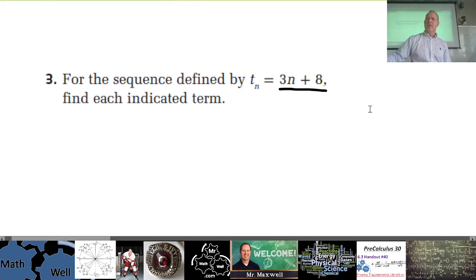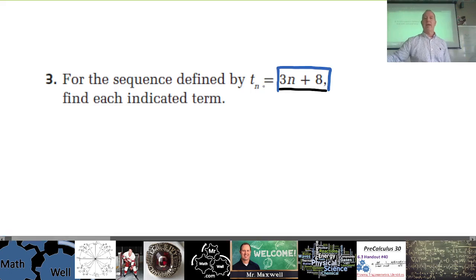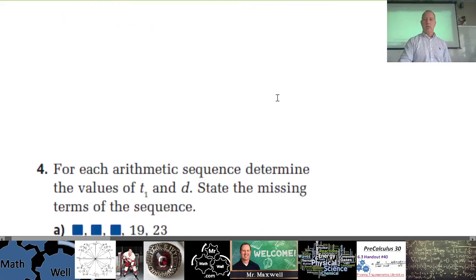Okay, now here is an expression for the general term. Here's the expression right here. So this kind of gives you a little bit of a machine or a function to transform the n value into the actual value. So for the sequence defined by t of n equals 3n plus 8, find each indicated term. Now, what term is indicated?